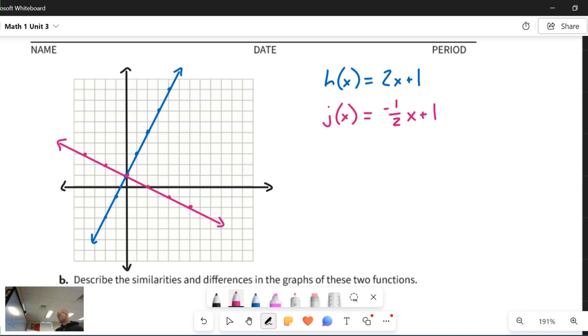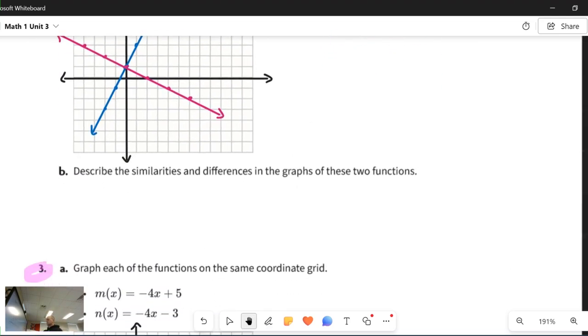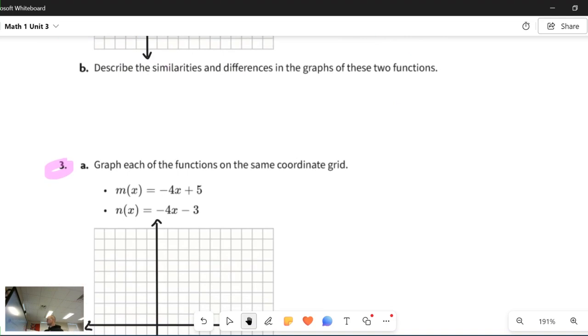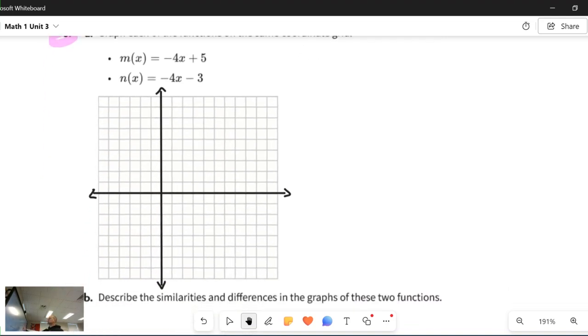One other thing that you might notice, if you're looking for a similarity or difference, is that these slopes are negative reciprocals of each other, which means that they're perpendicular. It is not something that we have talked about yet, but something you may remember from when you previously saw this. So moving on down, that was problem 3, we have another two functions.